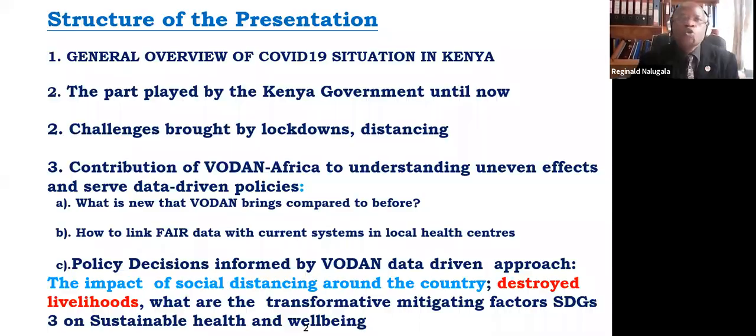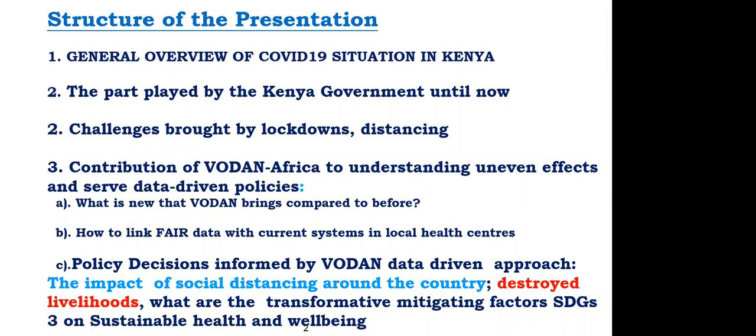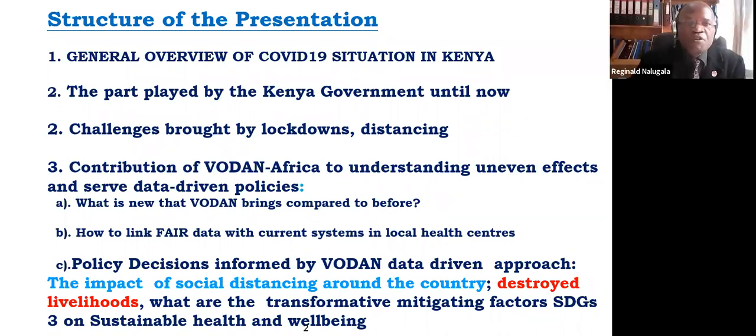So the structure of the presentation is to give a general overview of the COVID situation in Kenya, the part played by the Kenya government until now, the challenges brought by lockdowns and distancing, and the contribution of the Vodafone Africa project to understanding and how to use data for driven policies. This study is not just about keeping data in the computer and leaving it there, but how this data can influence policies so that it can improve livelihoods of people. At the same time, should such a pandemic happen in another 20 years, we have the information well kept.